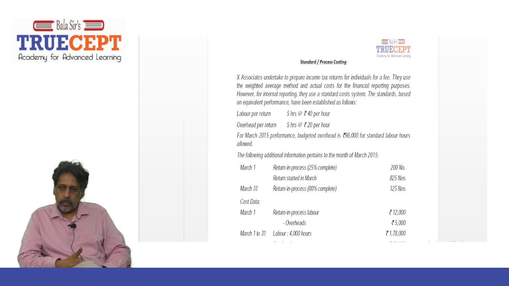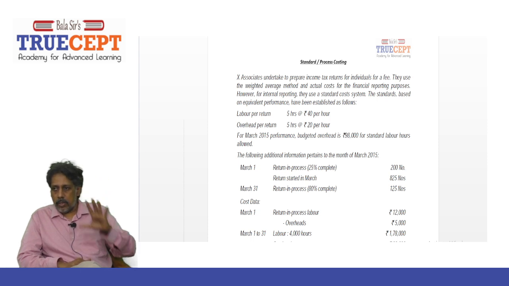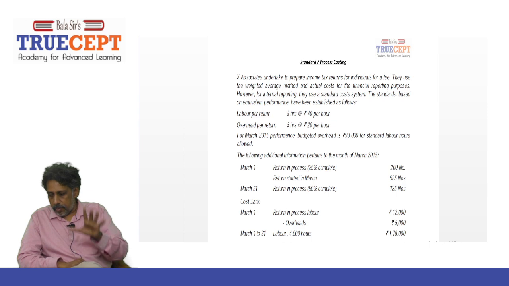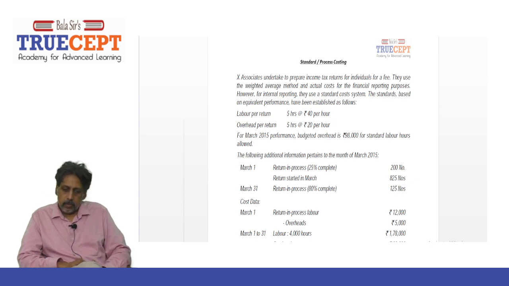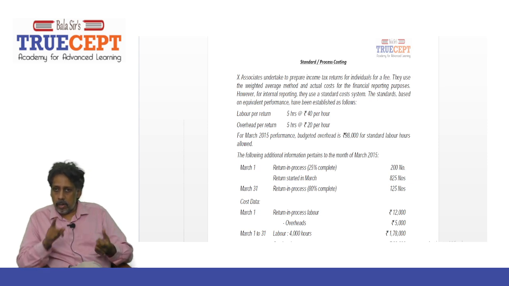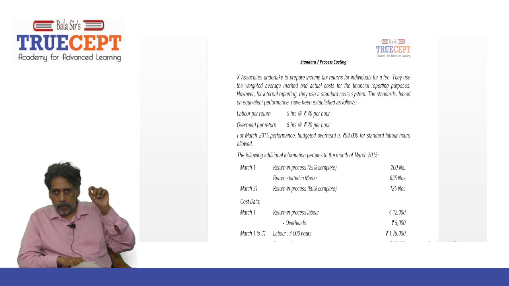Next. For March 2015 performance, budgeted overhead is rupees 98,000 for standard labor hours allowed. They have given the budgeted overheads of rupees 98,000. The following additional information pertains to the month of March 2015, the entire data for the month of March. March 1, return in process 25% complete, 200 numbers. What is the meaning? There are 200 units your staff were preparing, filling up the income tax return.